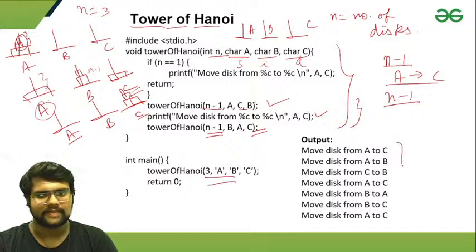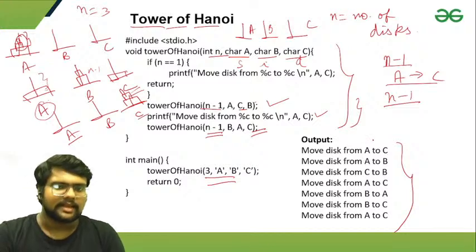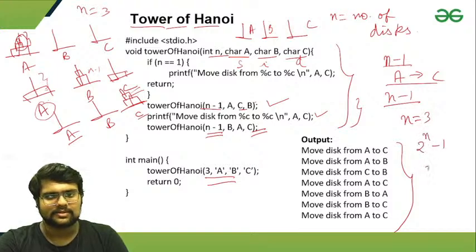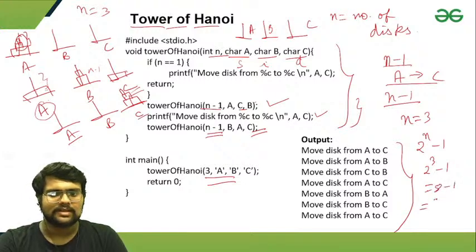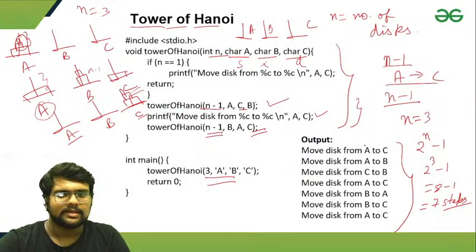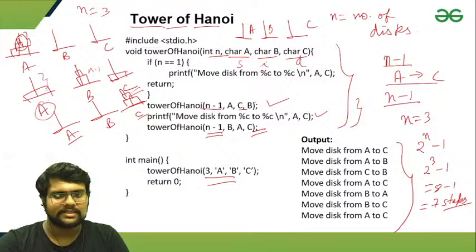When we give n equal to 3, we will get the number of steps to do that. Let's see these steps. If I have n equal to 3, there will be 2 to the power n minus 1 steps. So 2 to the power 3 minus 1, that is 8 minus 1, that is 7 steps. To solve this problem for n equal to 3, we will need 7 steps.